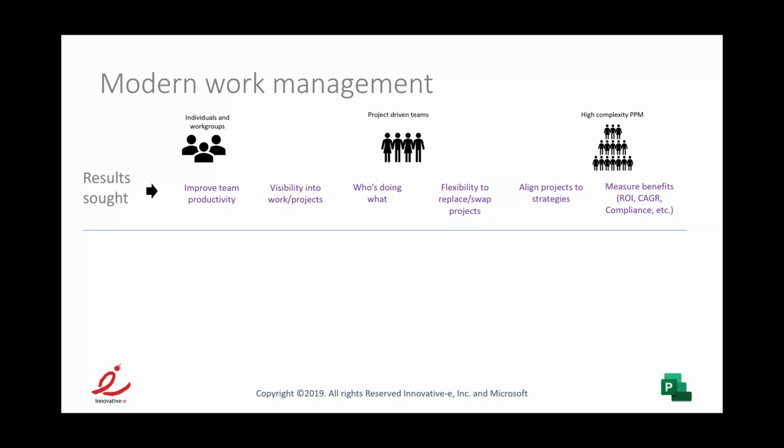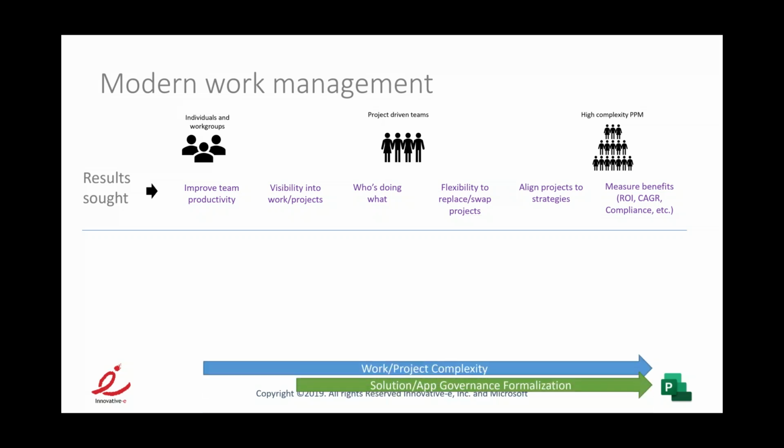So what individuals and work groups are trying to do is just improve team productivity or visibility into their work and projects. And when we get to project-driven teams, we want to know what people are working on, what they're doing, so that we can provide effective resource management in that case. We want some flexibility to swap and replace projects in and out and have the right data and analytics to make those decisions. And then we want to align projects to strategy when we get to the higher end of the scale and maturity, and then measure benefits.